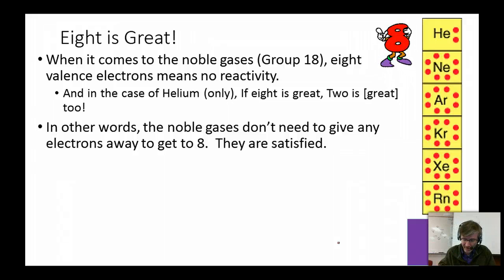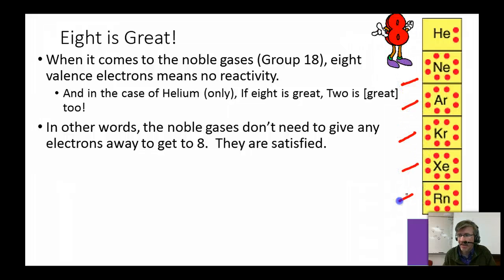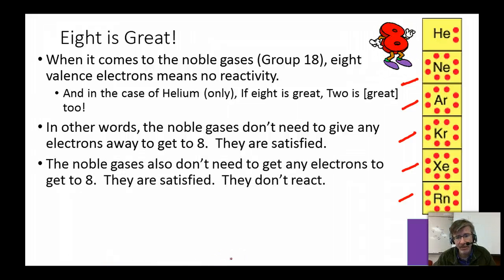Each of these atoms, elements, has 8 electrons already. They're fine. Also, they don't need to get any electrons to get to 8. They're satisfied. They don't react. They've got 8. They don't need to give any, and they don't need to take any from anyone. That's why they're inert. Another way to say it: noble gases do not react.